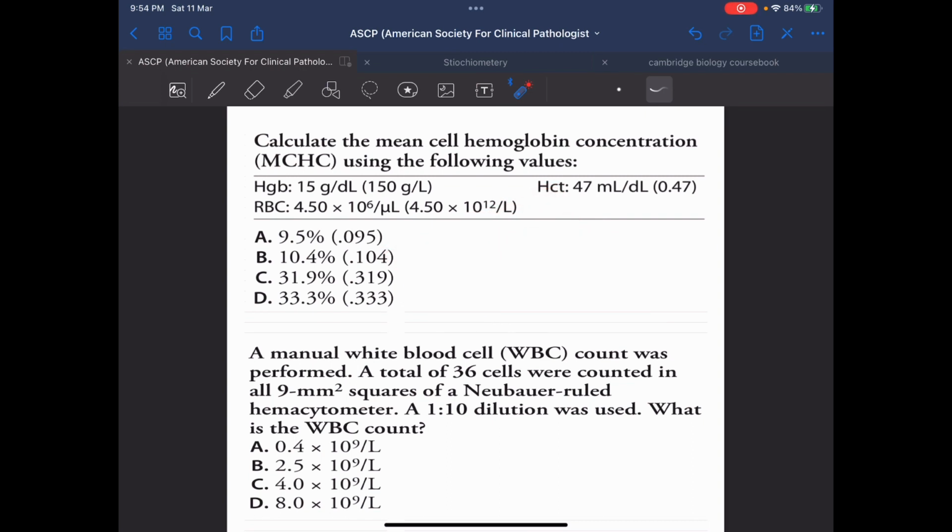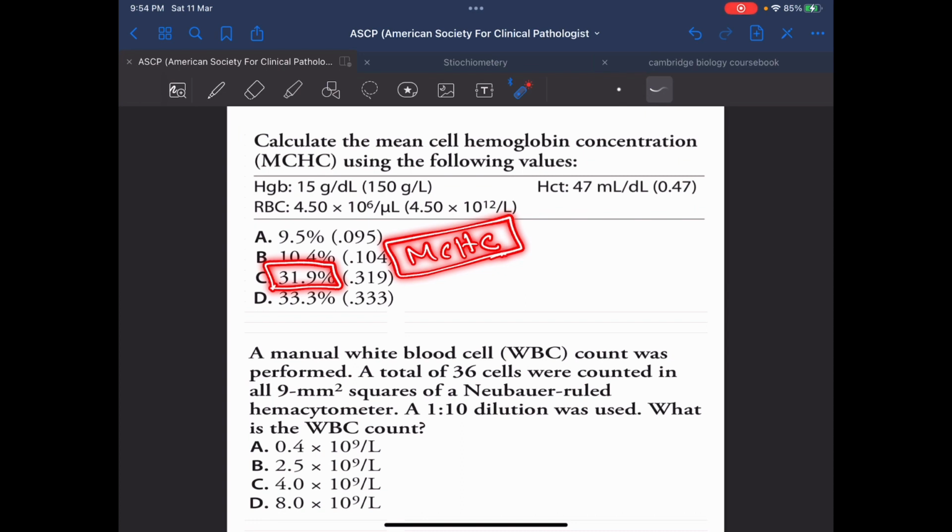So now hemoglobin is 15. So 15 divided by hematocrit, which is 47, and multiplied by 100. It will give you 31.9%. So the correct answer is C, 31.9.